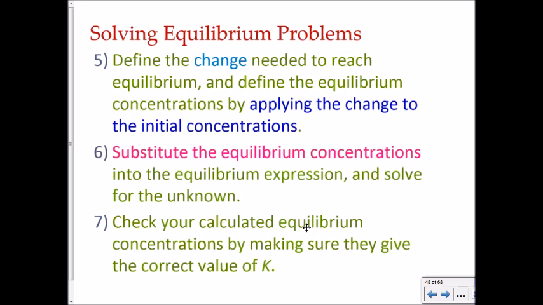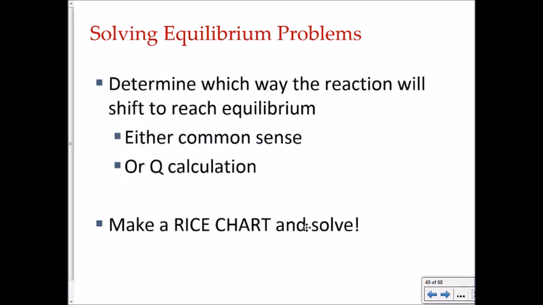If you want to go back, you can use these steps later if you need a refresher while you're doing your problem set tonight or something like that. This is in the PowerPoint. So determine which way the equilibrium reaction will shift. You can either do it by calculating Q, or if you know something starts out with 0 initially, you can pretty much tell, that's the common sense way. Make a rice chart. Rice charts are always helpful, good visual aids in order to keep your numbers straight.